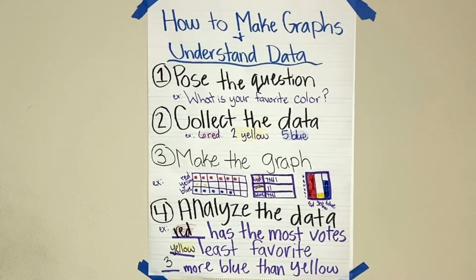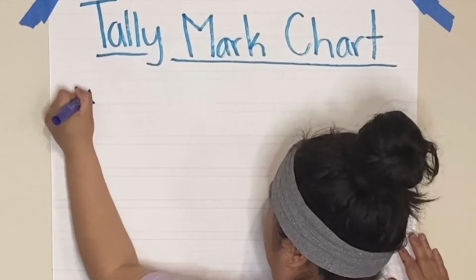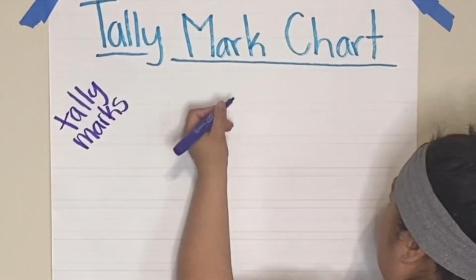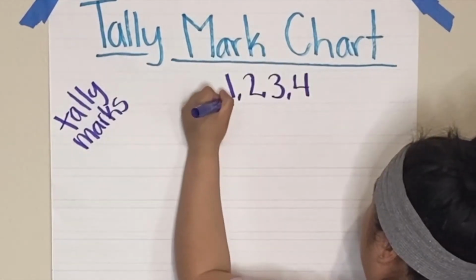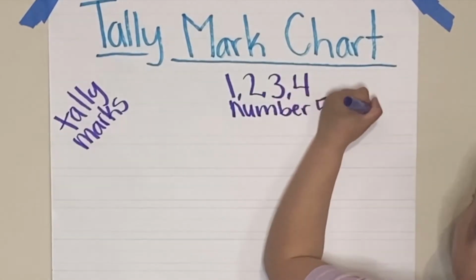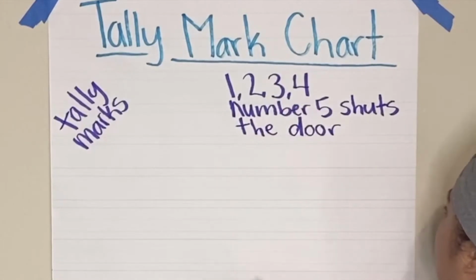Okay, now that we did our review, let's move back into tally mark charts. So all a tally mark chart is a chart that's made with tally marks where we keep our data. So before we make our chart, we need to talk about making tally marks. So I'm going to write this little chant and let's practice it. This will help us make our tally marks.